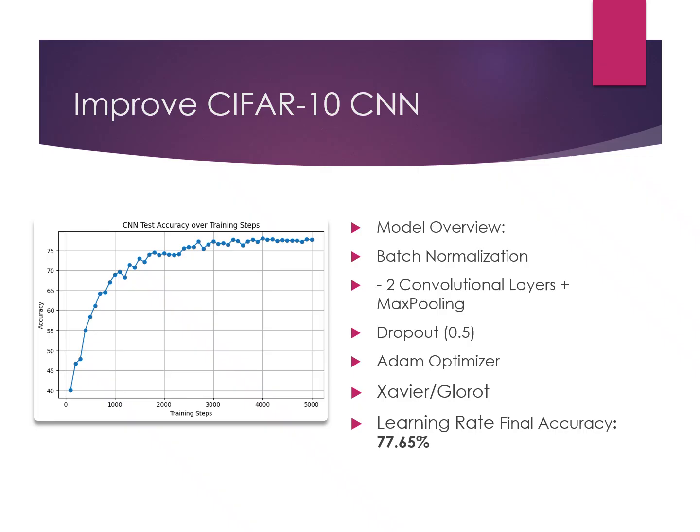For this improved CNN also, the batch size was 128 and the training steps were 5,000, similar to the previous one. Coming back to the graph, the x-axis represents training steps from 0 to 5,000. The y-axis shows test accuracy, ranging from 40% to 80%. Before it was 40 to something like 70 to 75.